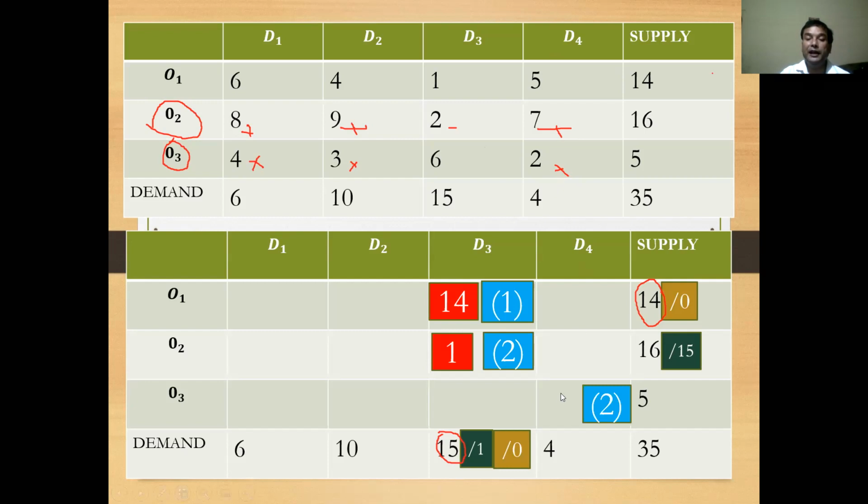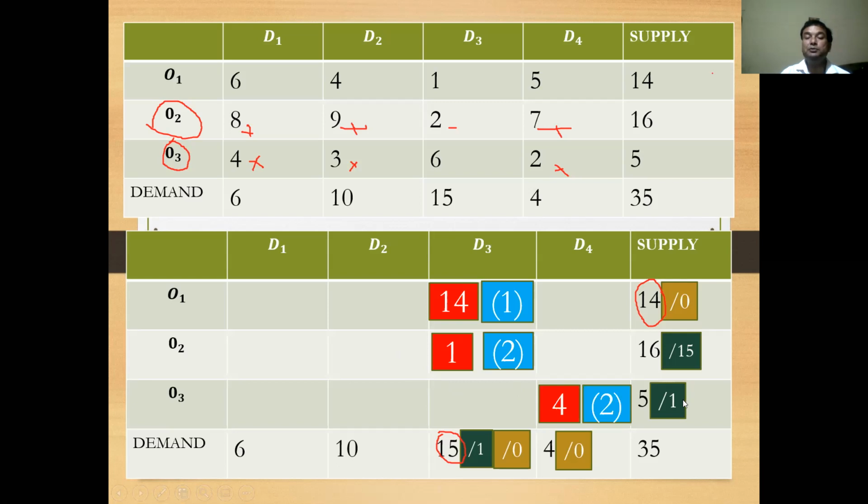How many items can be given from origin 3 to destination 4? The requirement is 4 and availability is 5. Therefore, we can give 4 items to destination 4 from origin 3. Since we have given all 4 items required in destination 4 from origin 3, this will be 0. There is no requirement in destination 4, and origin 3 will still have one item which can be supplied to another destination.